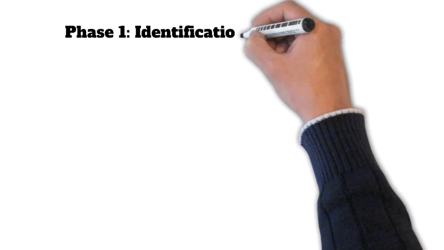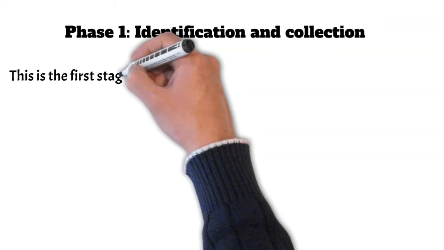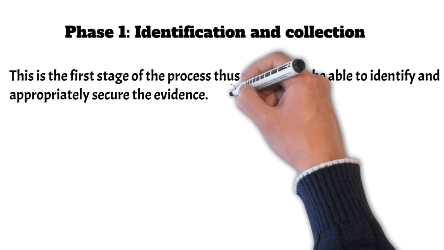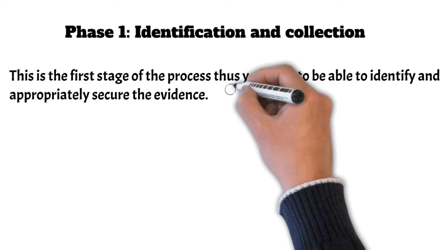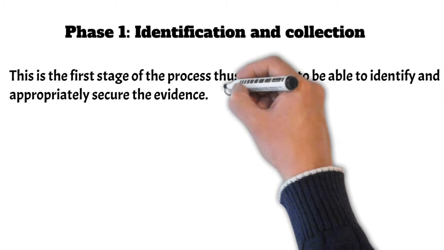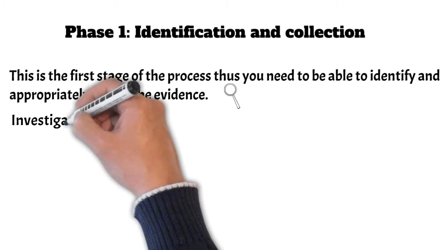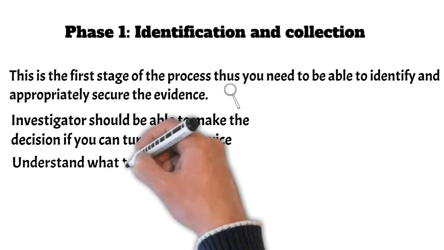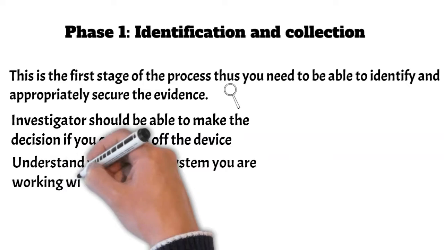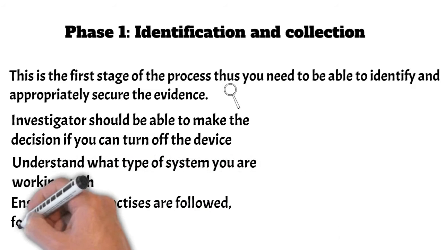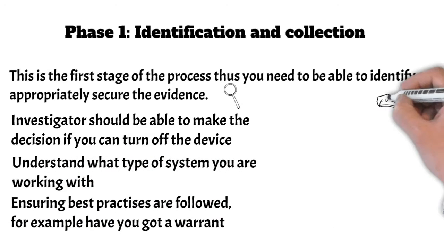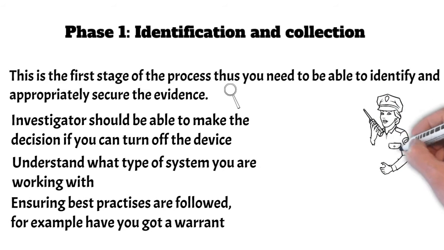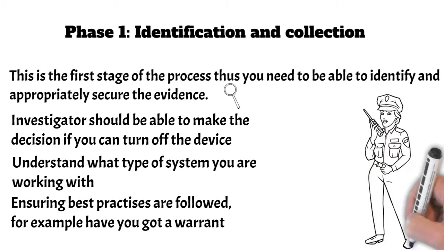The first stage is quite self-explanatory: identification and collection. During this stage, the investigator will walk around the scene and identify what type of system he/she is working with, such as the device's operating system. The investigator will also need to make the decision if they should turn the device off or not, because they don't want to alter the data stored on the device. I have covered different types of job roles involved in the investigation in my previous video if you want to gain a better understanding of what an investigator's job role consists of.